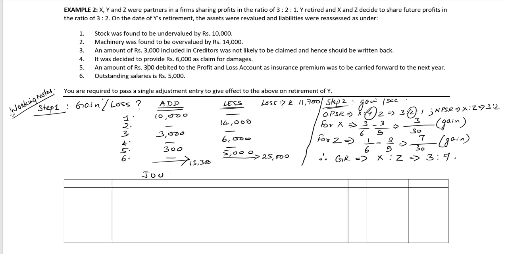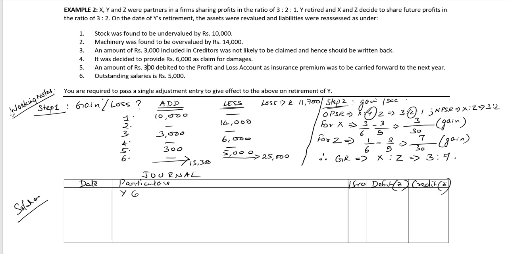Let's pass the journal entries. Solution: date, particulars, LF number, debit rupees, and credit rupees. We have a loss on revaluation, so we need to debit the retiring partner and credit the gaining partners. So let's do that.